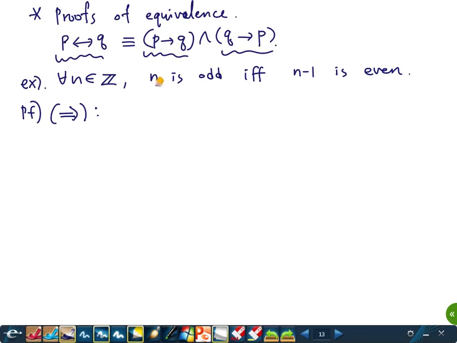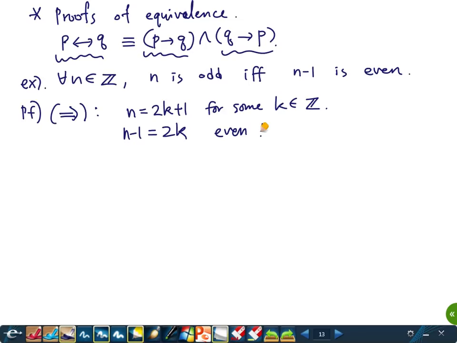So we assume that n is odd. We want to conclude that n minus 1 is even. So because n is odd, n is what? 2k plus 1, right? For some k. Then what is n minus 1? 2k. So it's even. That's it.